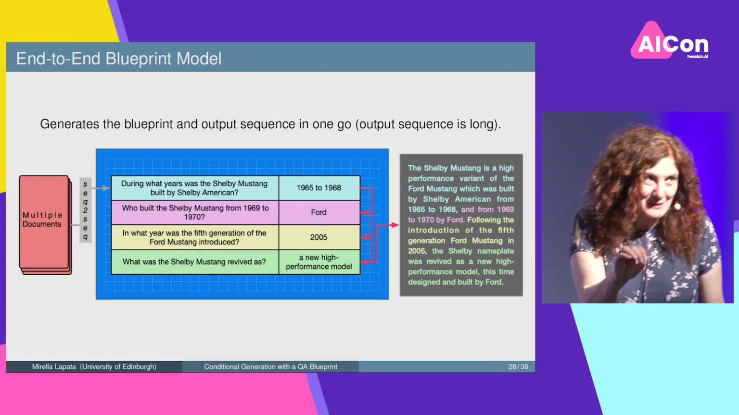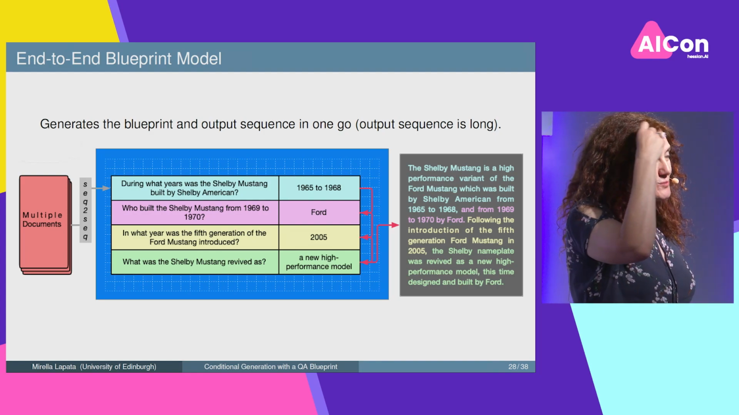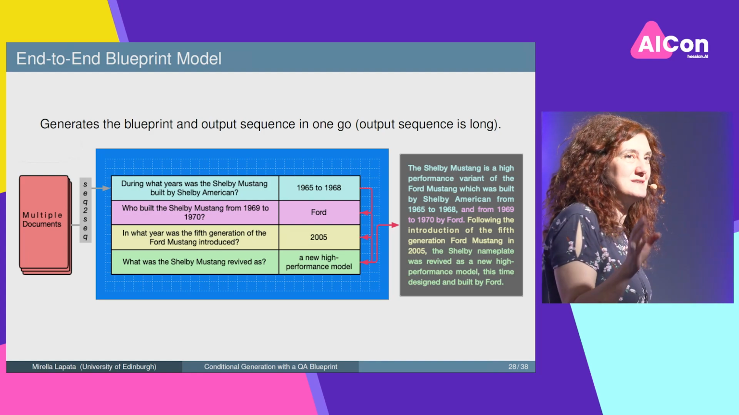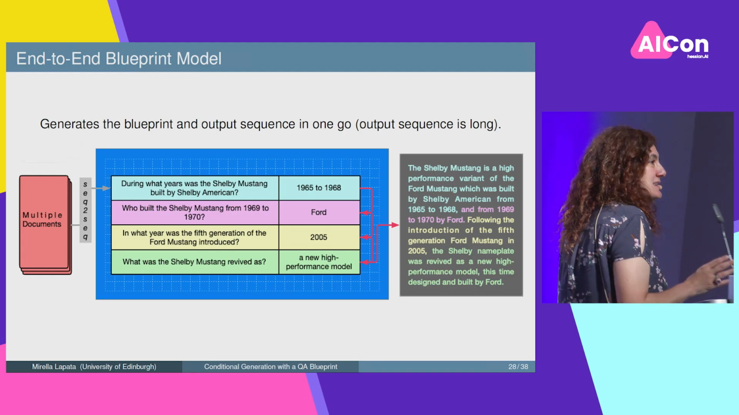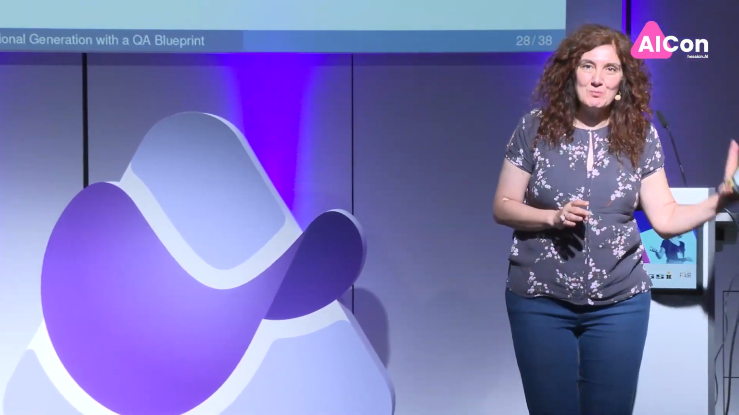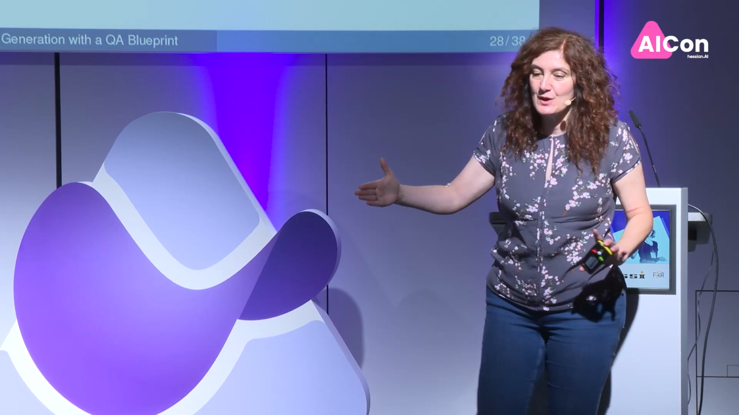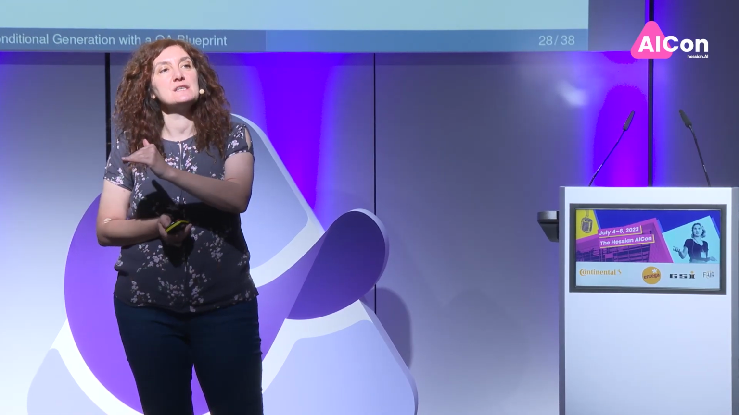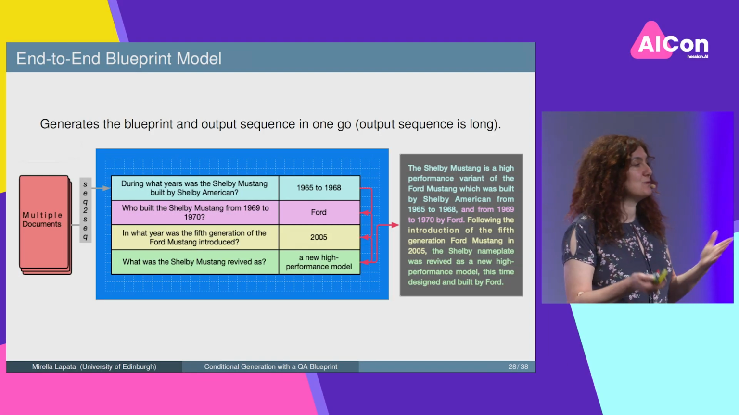Now, can people think what is the main problem with this model? There is a fundamental problem with this model. So the blueprint is part of the output, which means that we are taking up useful decoding space with the blueprint. And ultimately, this model will not be able to output very long documents because the decoding length will be all used up.